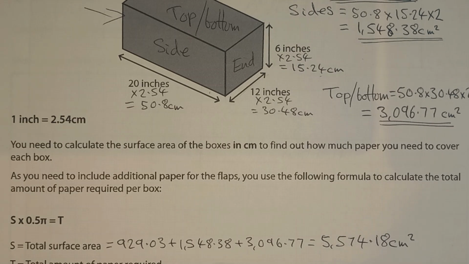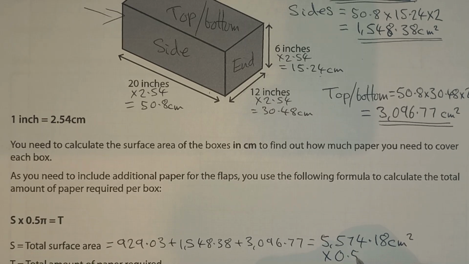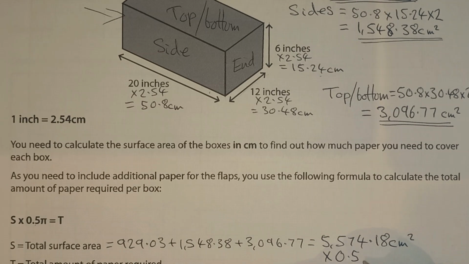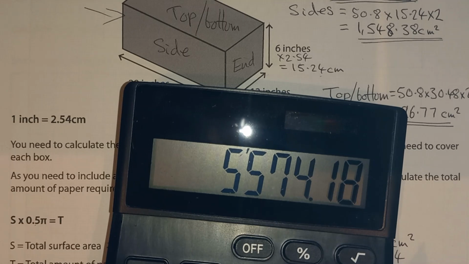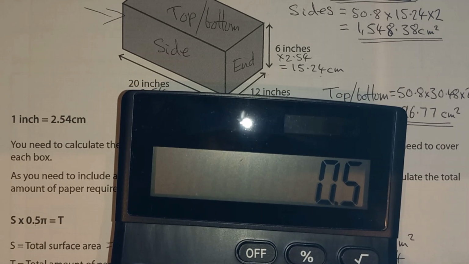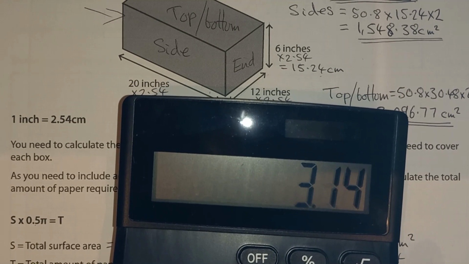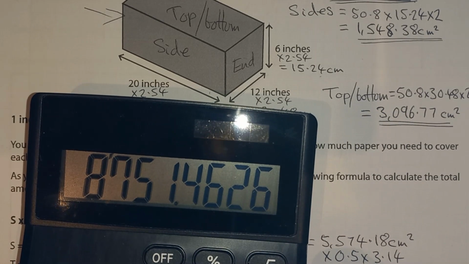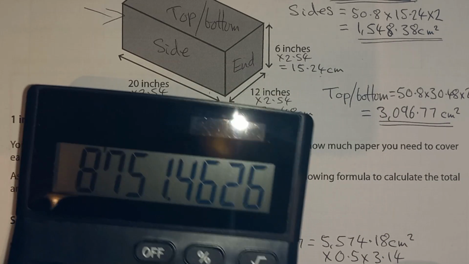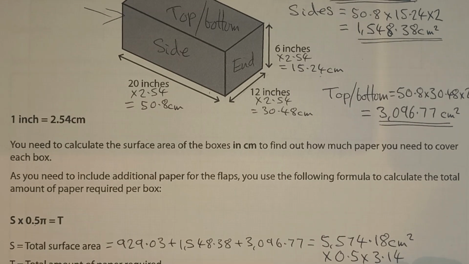Right, now we actually want to work out what T is. So we need S, which we've got, times 0.5 pi, so that's going to be times 3.14. So, still got this in my calculator. Multiply it by 0.5, multiply it by 3.14, and we get 8,751.46 centimetres squared.